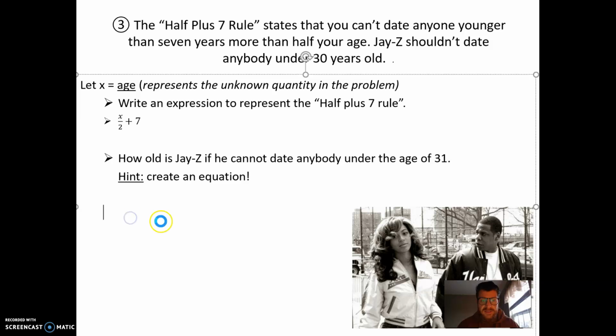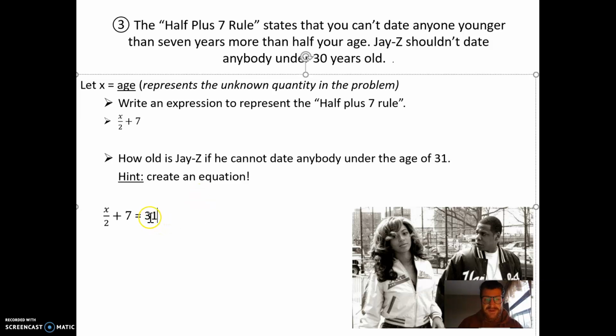My dog's currently sniffing underneath the door because he wants in on this. He's really interested in the half plus 7 rule. For himself, it changes for dogs, though. All right. Yeah, I laugh at my own jokes.